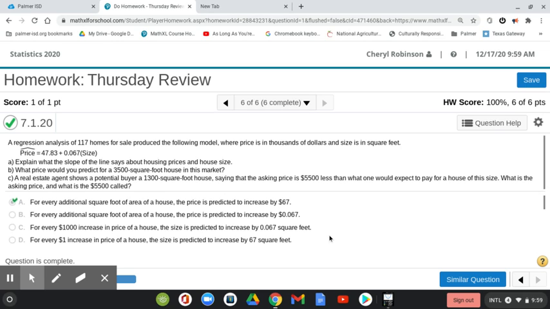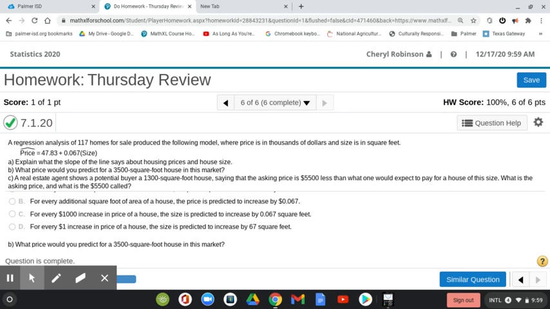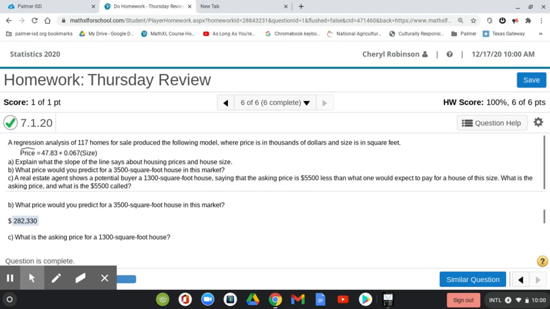Okay. B says, what price would you predict for a 3,500 square foot house in the market? So you multiply 3,500 times 0.067 plus the 47.83. And the price you get, you're going to multiply by 1,000. So you just replace the decimal with a comma. Easy enough. I think that's why we do thousands of dollars. Okay, so that should be your answer.